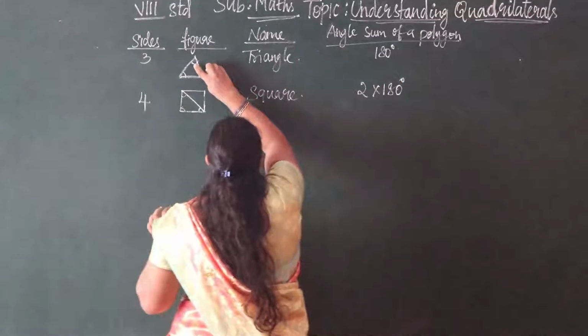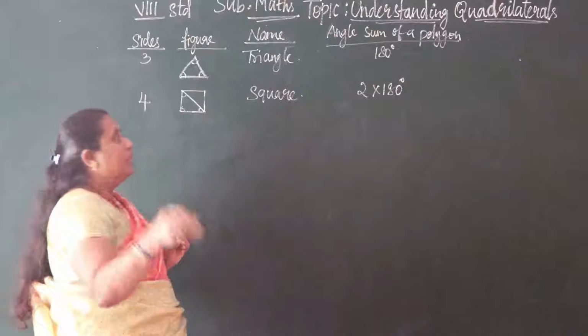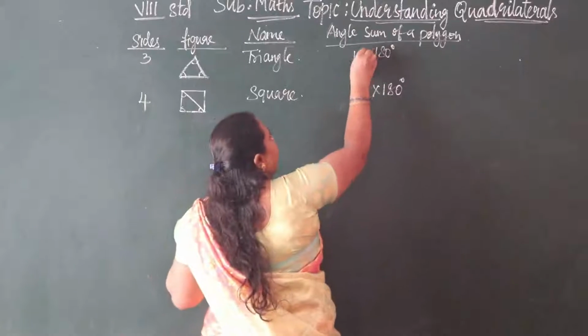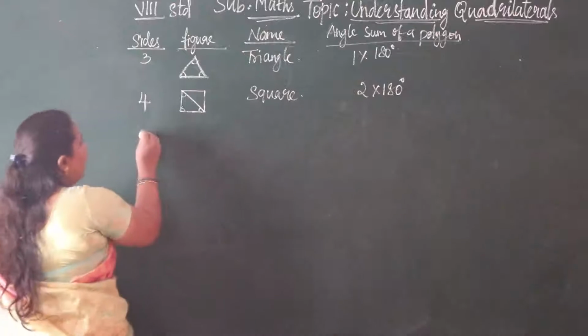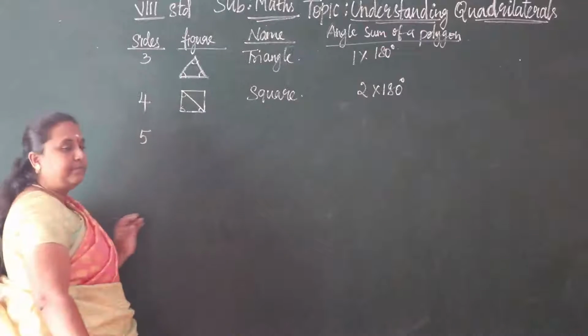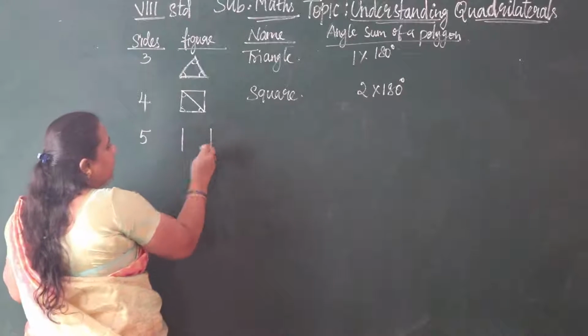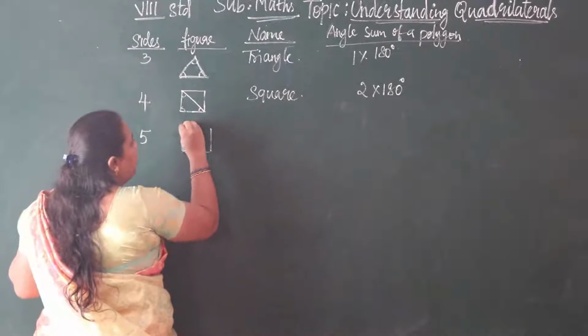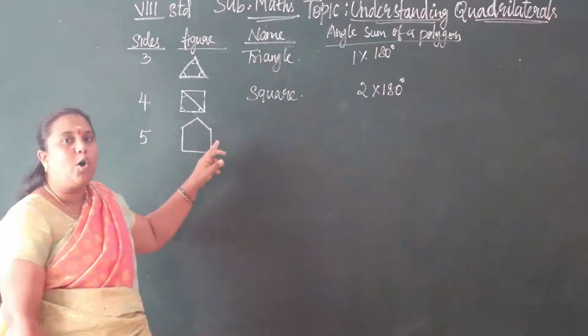Here we have a three-sided polygon. In this we have only one triangle, so 1 into 180 degrees. We can write like that. Then we have a five-sided polygon. Five line segments are joining together and we get a five-sided polygon.